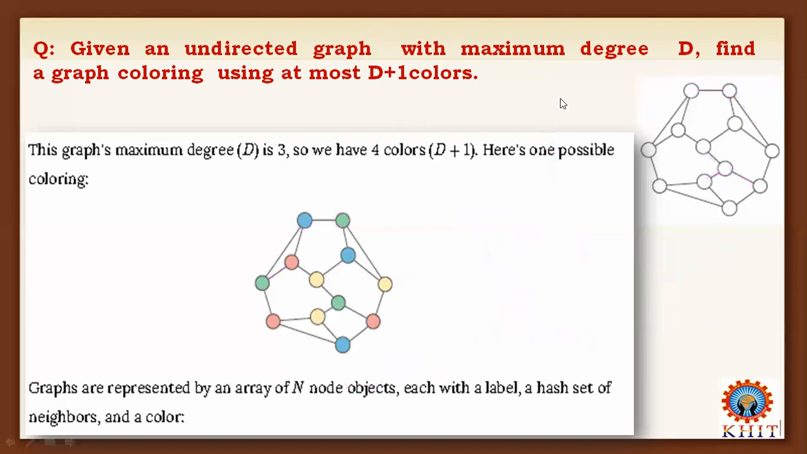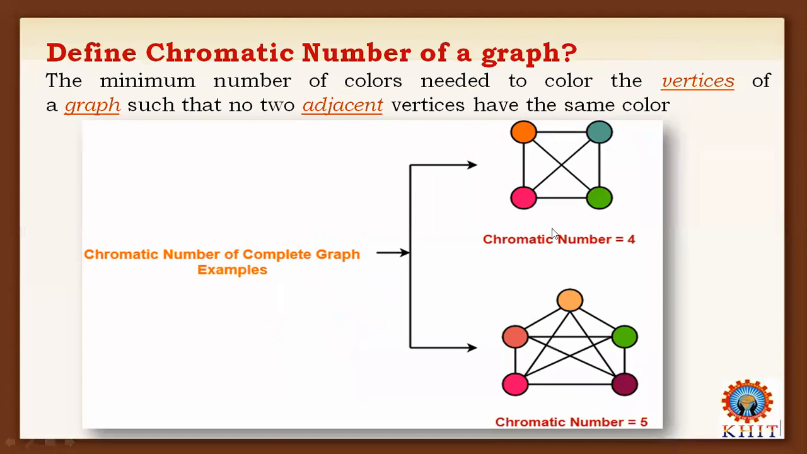Now we will discuss what is meant by chromatic number, and how to find the chromatic number of the given graph, in this session. This is a very important definition. The chromatic number is defined as the minimum number of colors needed to color the vertices of a graph in such a way that no two adjacent vertices have the same color.